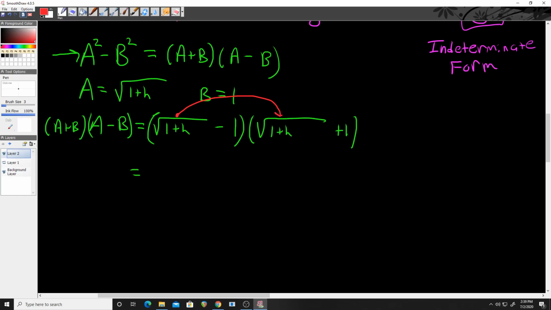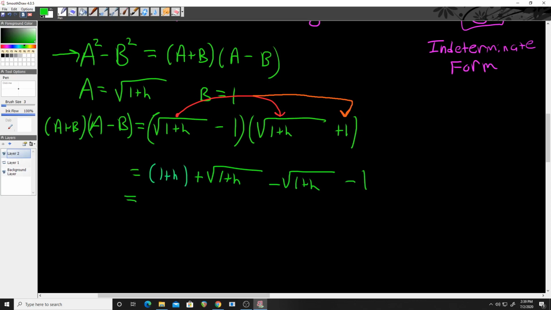Look. This times this, it's the square root times the square root with the same thing on the inside, so we're just going to get 1 plus h. Then we do the square root times the 1, and the square root times the 1 is just the square root. Then the negative times the square root is going to be minus the square root. And then minus 1 times positive 1 is minus 1.